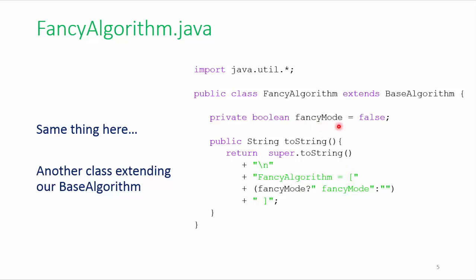It has its own attribute with a different name called fancyMode, initialized to false, type Boolean, nothing new there. And then it also overrides the toString method, as you can see here. So it calls the toString method version from BaseAlgorithm, asking it to provide a string that describes all the attributes from BaseAlgorithm that are set to true in this particular object. And then we do the same thing for the attributes that are specific to the class FancyAlgorithm. So same pattern as OverAlgorithm.